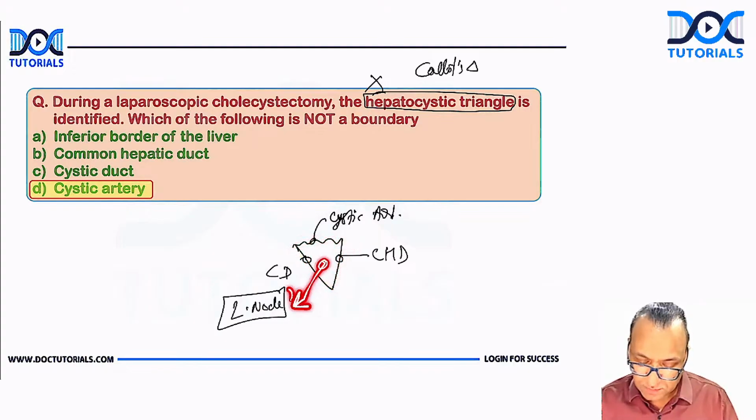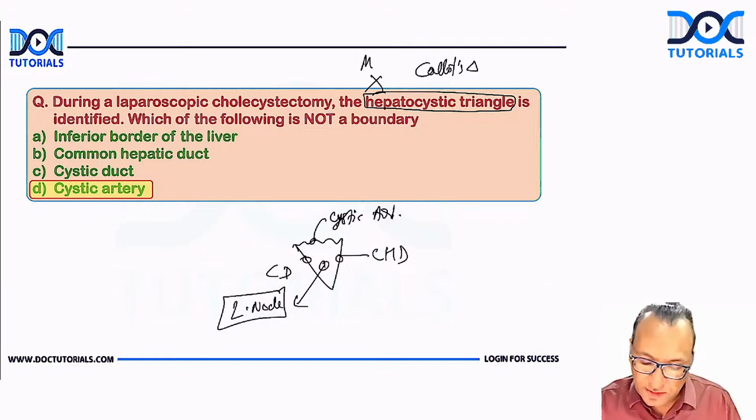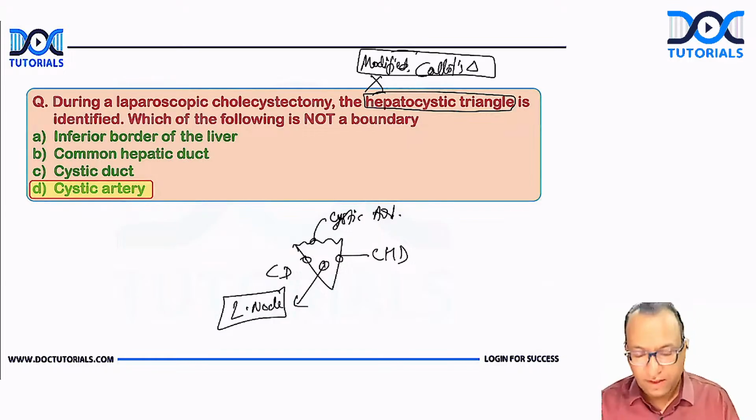Content is only one, that is the lymph node. So be careful about this. Or some books, what they are doing nowadays, they are telling that let us talk about modified Calot's triangle. If you have used the term modified Calot's triangle, maybe then you can use it for hepatocystic triangle.